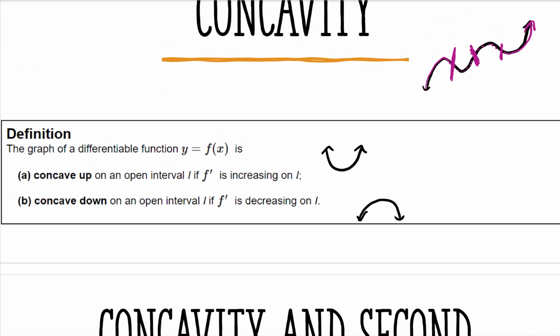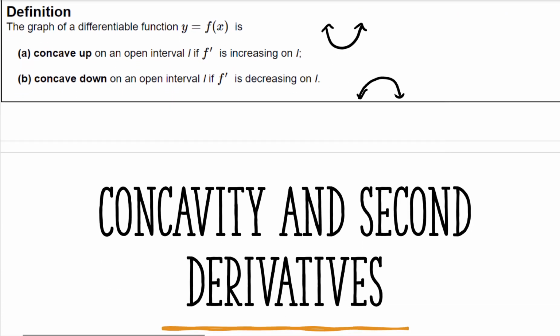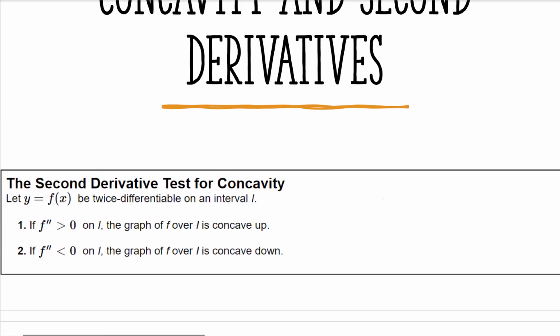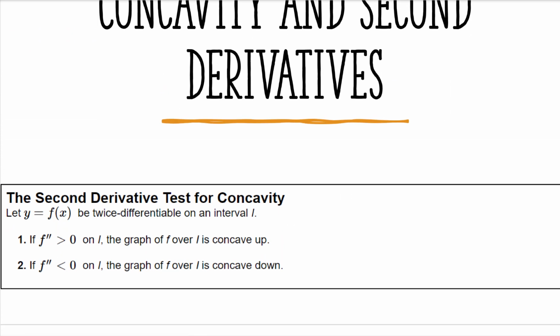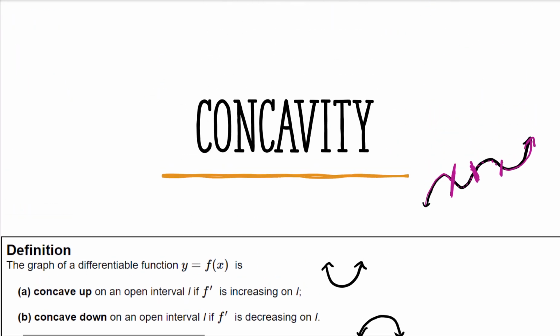So we're going to use the same concepts as what we used before. If f prime was increasing, the derivative was increasing, and now we're saying we can set that second derivative greater than 0, or maybe we just set it equal to 0 and do some interval testing again, so we can find concavity. So let's take a look at a couple problems.